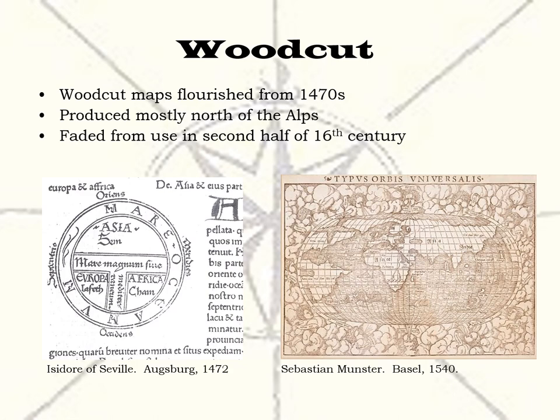Woodcut prints were first made in Asia as early as the 9th century, with the earliest known European woodcut from 1418. The first woodcut map came about a half century later, Isidore of Seville's map from 1472. Since woodcuts were printed on the same presses used for text, they tended to appear in printed books, with their use being spread with that of the books. Woodcut maps were produced mostly north of the Alps, in the Rhine Valley, Bavaria, and Swabia, and they flourished from about the 15th until the middle of the 16th century. After that time, they began to fade from use, though some did occasionally appear in the following centuries.